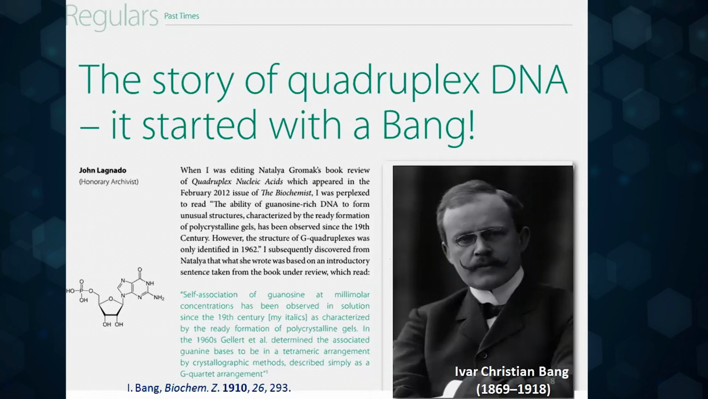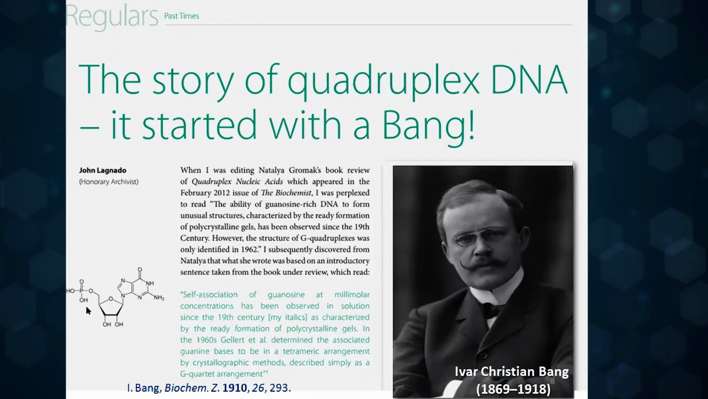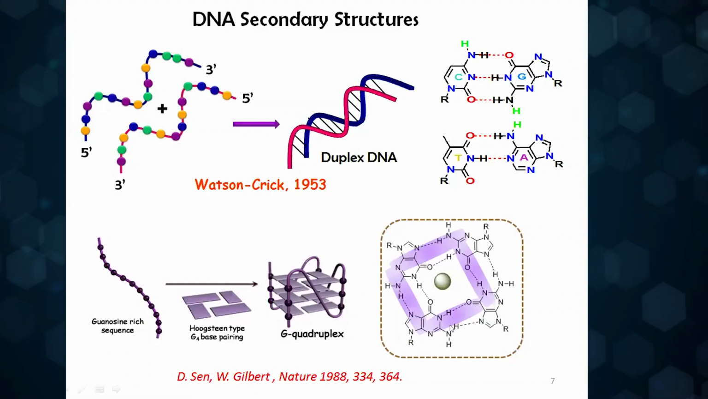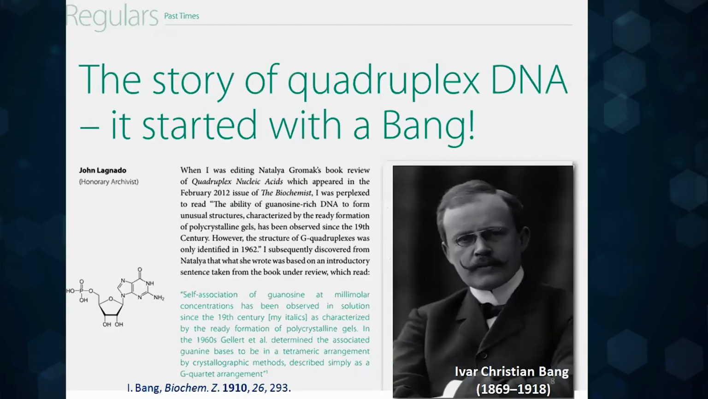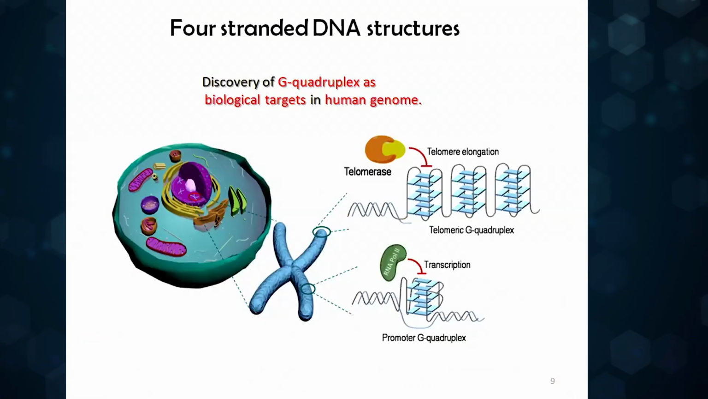Ivar Bang, a medical doctor by profession, who became curious about nucleic acids. And in 1910, he discovered that 5' guanosine monophosphate can self-assemble in water to give a gelatinous material. And decades later, it was found out that the gel contains G-quartet-like assemblies, and subsequently, it was found out that guanine-rich DNA sequences are present throughout the genome.